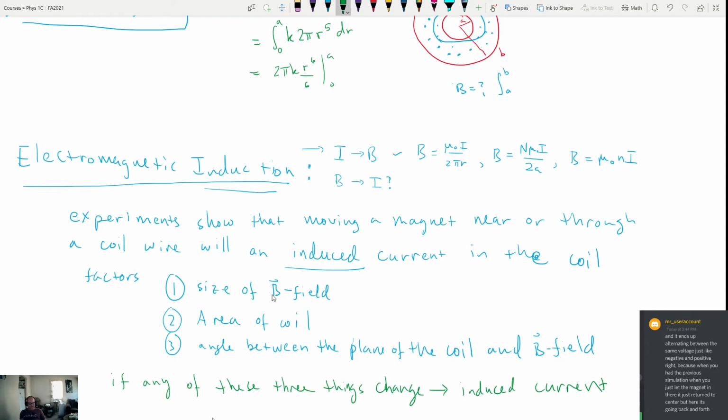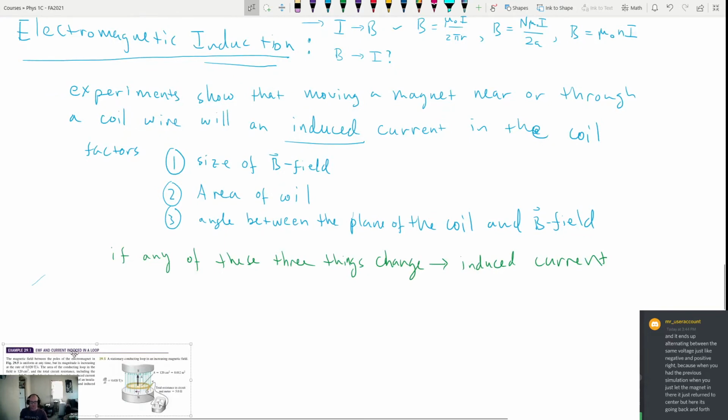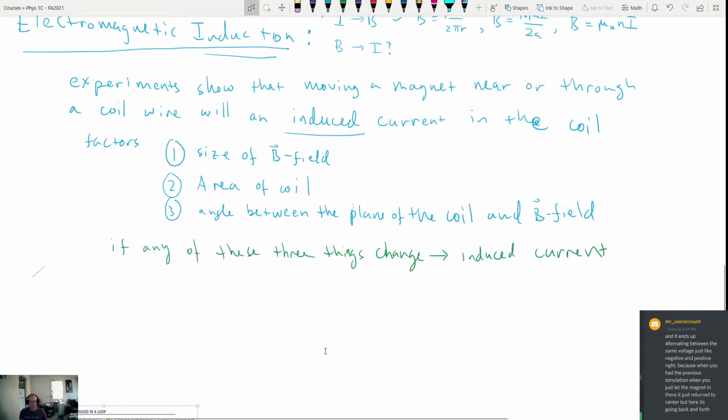If the size of the field changes, you're going to get an induced current. If the area of the coil changes, you're going to get an induced current. If the angle between the plane of the coil and the magnetic field changes, you're going to get an induced current. But there has to be change. This will not happen if there is no change. We take those things together: magnetic field, area of the coil, and the plane of the coil and the magnetic field. And I guess really what I should be doing here is drawing a situation.